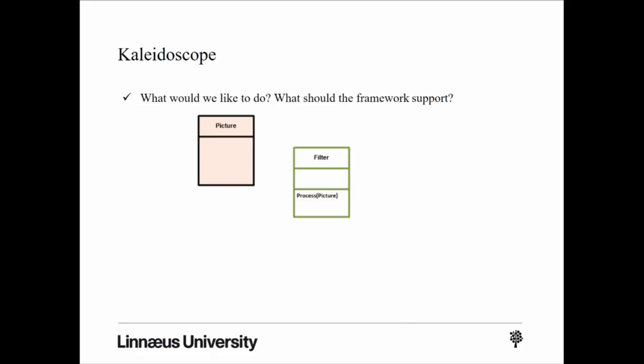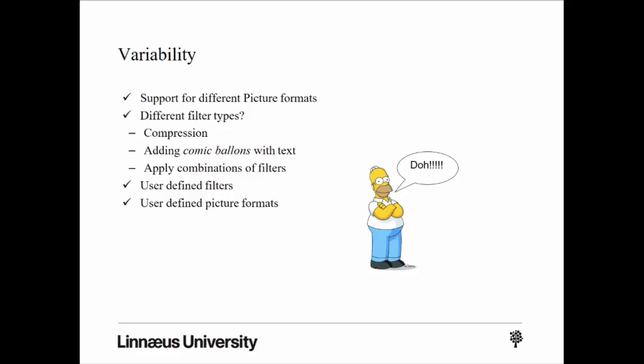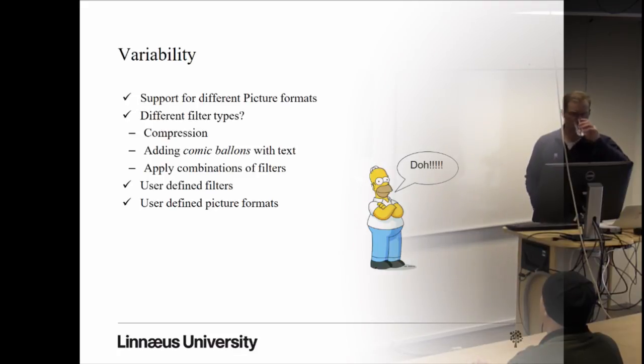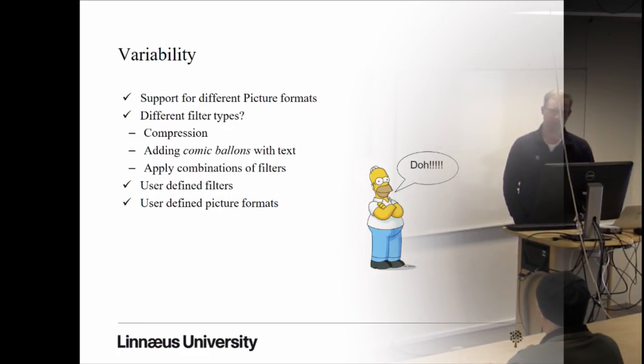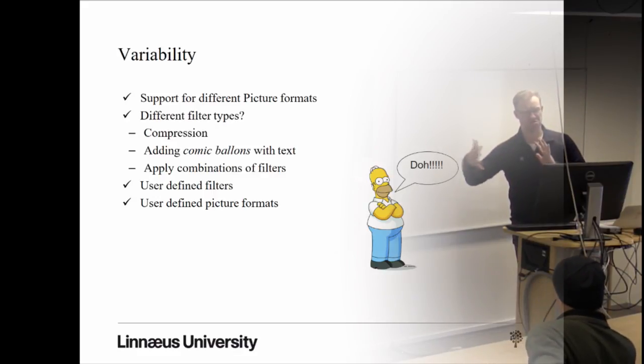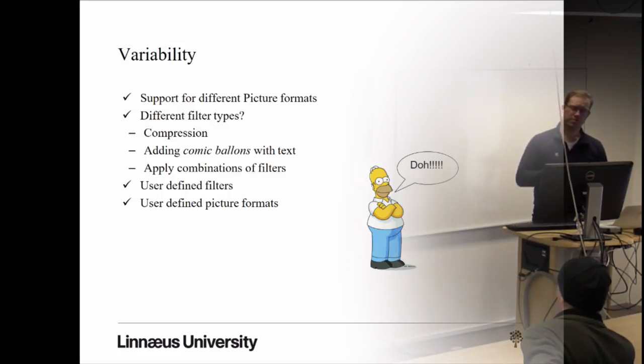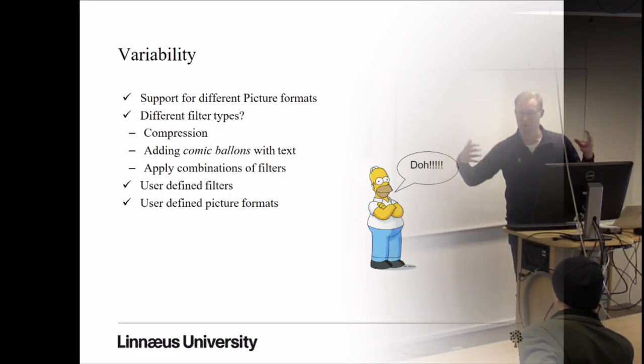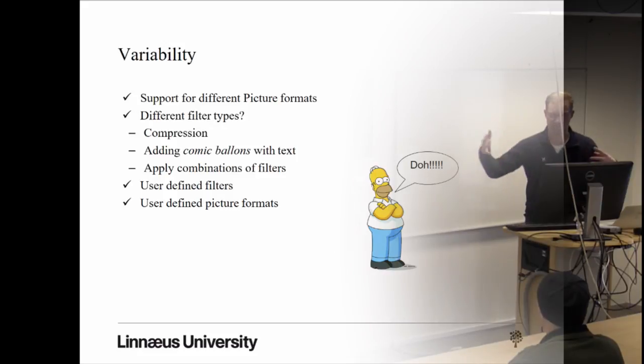Now we come to the other side, and that's actually the variability. So what is variability here? Yeah, what is it? Support for different picture formats. Sure. If we only support JPEGs, not very popular. Potential market segment is small. If we support more picture formats, more popular, more customers, more money.